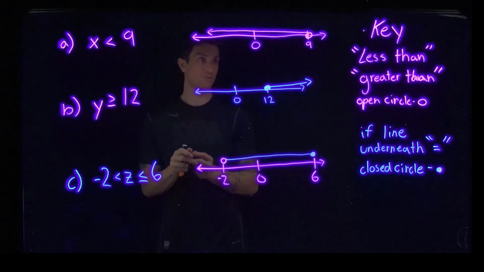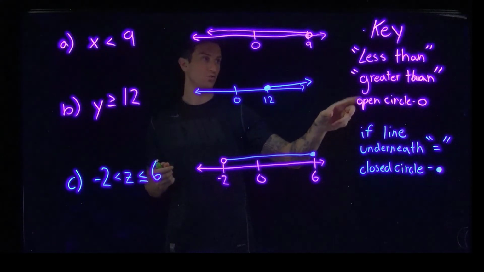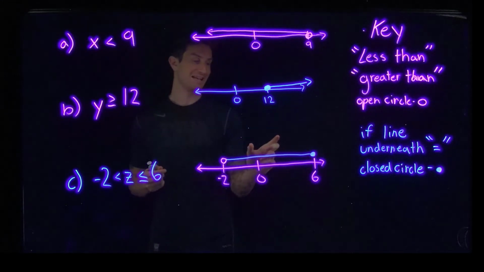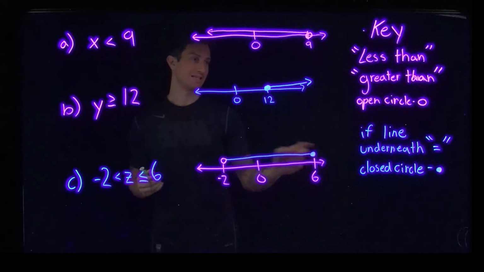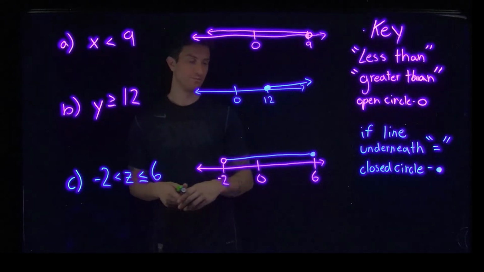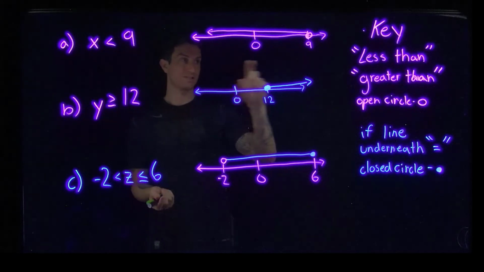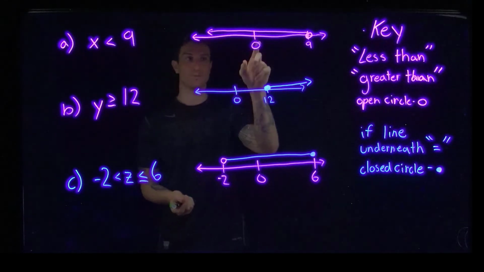So those are all of our different options. Again, the main thing to take away: open circle for less than or greater than. If it has a line underneath, that means it is getting a closed circle. That equal sign gets the closed circle. That's what allows us to be equal to 12. All right, so that is it as far as we went through words to symbols. Now we've gone from symbols to number line.